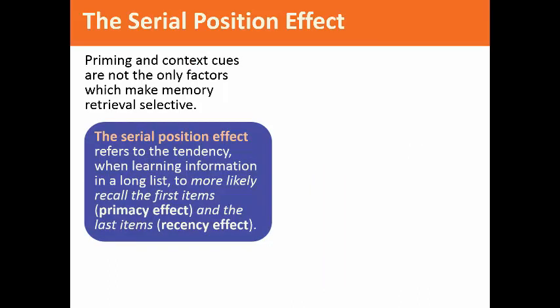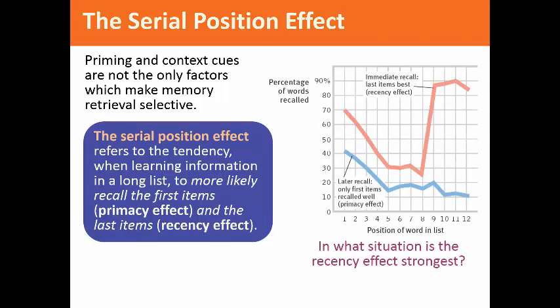The serial position effect. Priming and context cues are not the only factors which make memory retrieval selective. The serial position effect refers to the tendency, when learning information in a long list, to be more likely to recall the first items, the primacy effect, and the last items, the recency effect. So if I give you a list of 10 items, you're more likely to remember the first two and the last two than the ones in the middle. You can see on the graphs here that the words in the middle are not really recalled very much. People are recalling the first words and the last words.